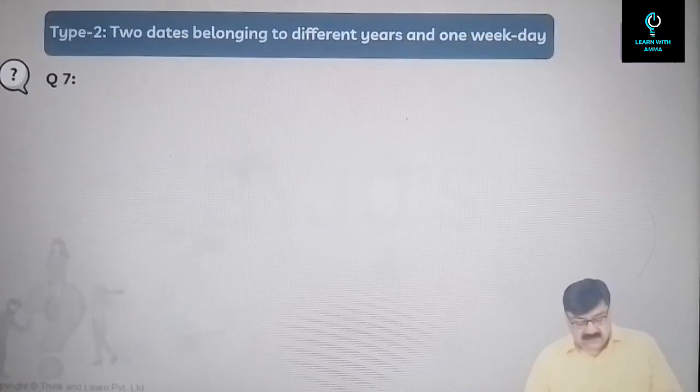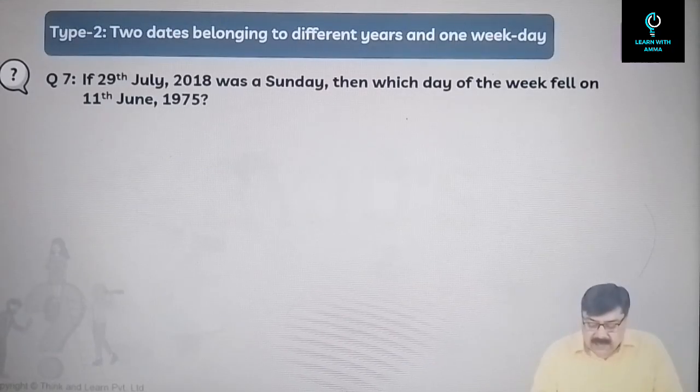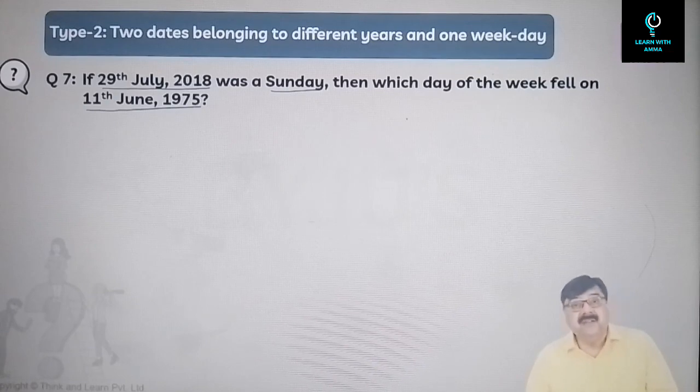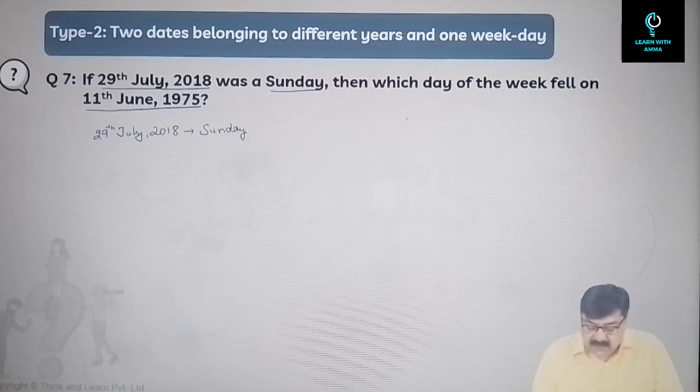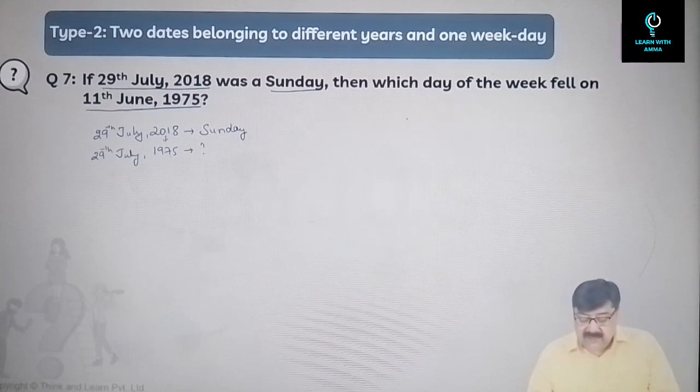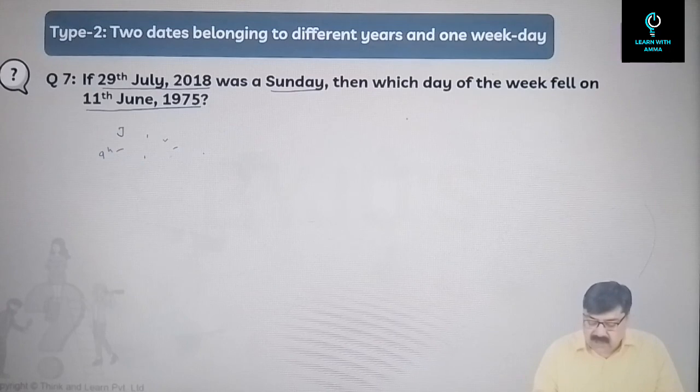Now let's have a look at another question. You'll get more clarity. If 29th July 2018 was a Sunday, then which day of the week fell on 11th June 1975? Alright. So 29th July of 2018 was a Sunday. So first you find the day of the week that fell on 29th July of 1975. Alright, now from 2018 we are going in the backward direction. We never go in the backward direction, do we? Instead of going in the backward direction, what we will do is we will move in the forward direction. Alright, so we will not take this. We will start from the 11th June 1975.